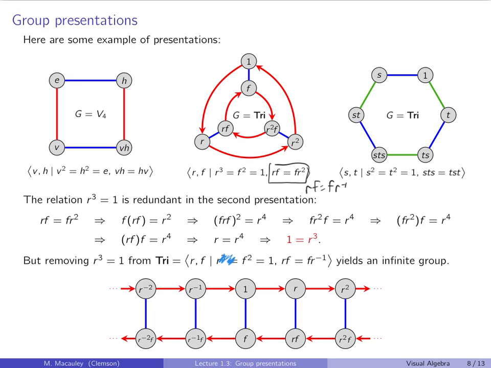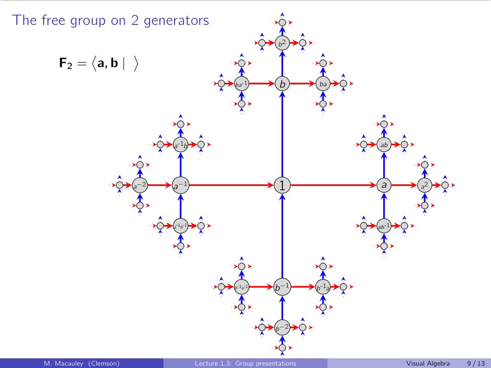So what is a group generated by two elements with no relations? What would that look like? What would the Cayley graph look like? Pause the video and think about that, because I'm about to show you. Okay, are you back? Here it is. This is called the free group on two generators.